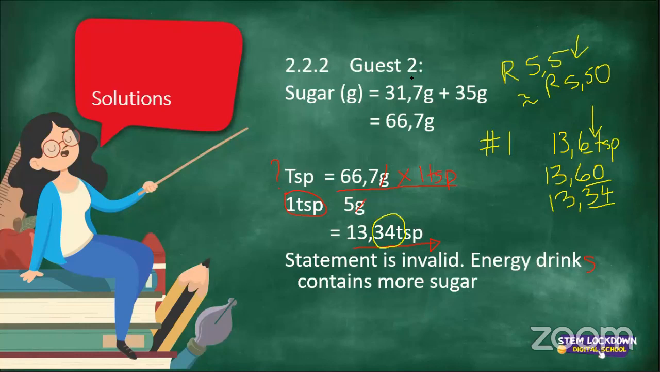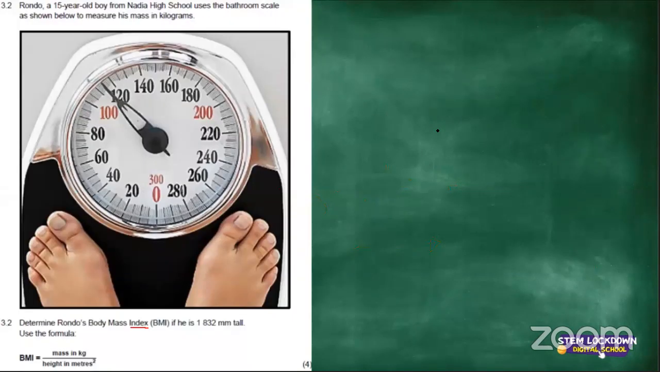Okay, let me move on. Number 2. Thank you very much, host. Number 2 says: Rondo, this is the name of a person, a 15-year-old boy, it had to be a boy, Rondo, from Nadia High School, uses a bathroom scale as shown below to measure his mass in kilograms. So these measurements are in kilograms. It's very important to underline kilograms.